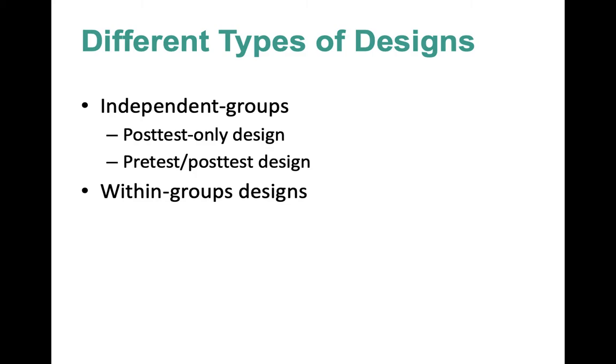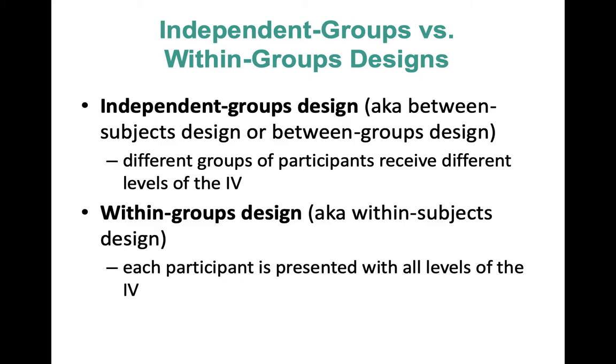All right, so let's review the 2 main types of designs, which are independent groups designs and within groups designs. There are many different types within those main categories, but independent and within are a major distinction. In an independent groups design, different groups of participants are placed at different levels of the independent variable. For example, in the PASTA study, each participant was randomly assigned to either the large or the medium serving bowl condition.